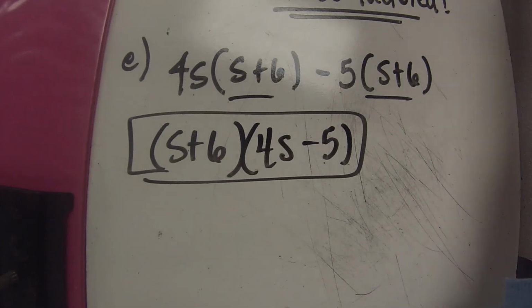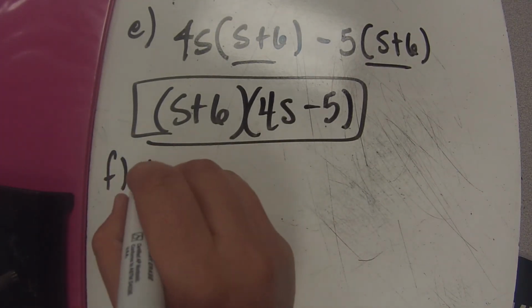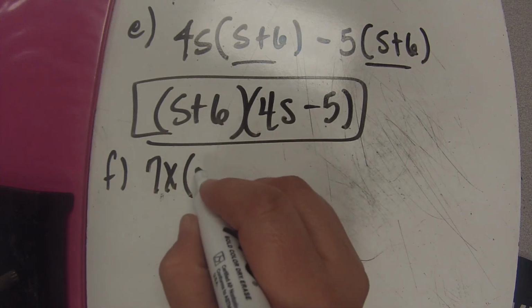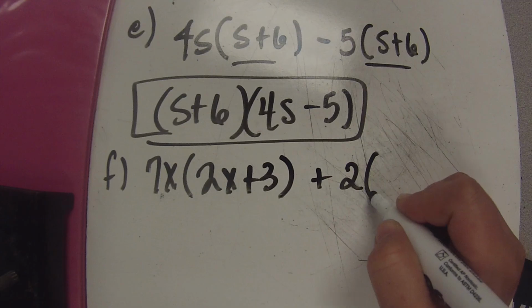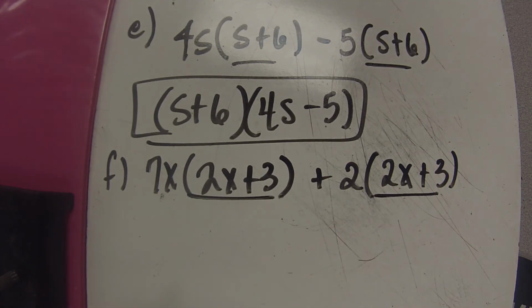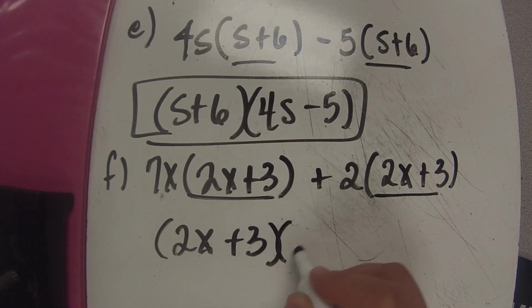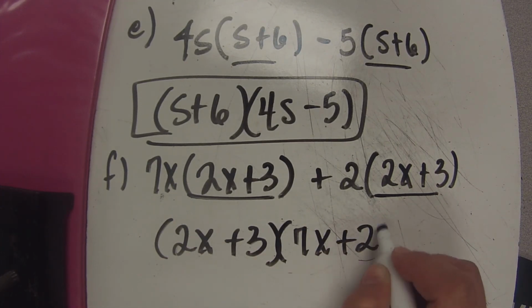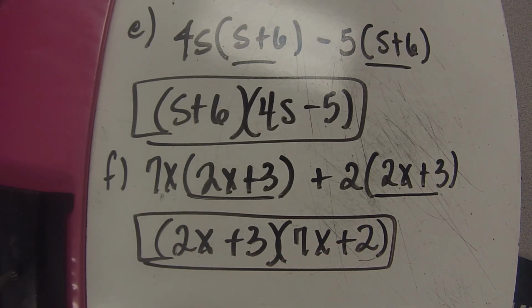Okay, last example is F. 7x(2x plus 3) plus 2(2x plus 3). And instantly you can see that this is the common number. So if we pull that out in front, what's left is 7x plus 2. Okay, and I believe that concludes this section.